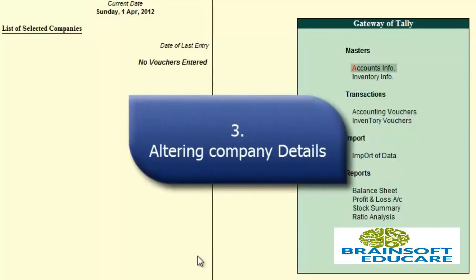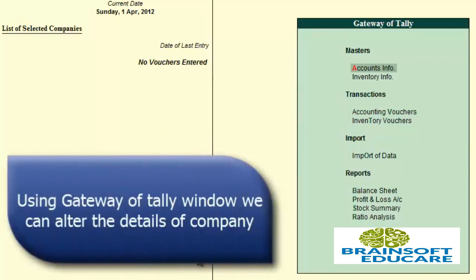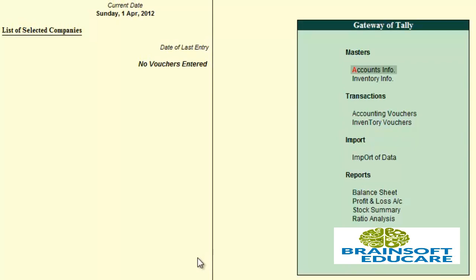Welcome friends. In this video tutorial, we will learn how to alter the details of company. So once you have created company, then to alter the company details, you have to go to the gateway of Tally. Means when you select company, then one window in right hand side will be displayed, which is called gateway of Tally.